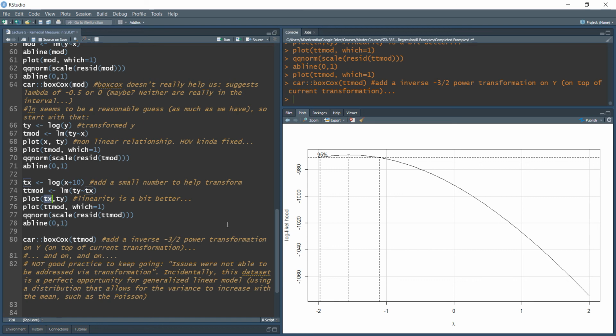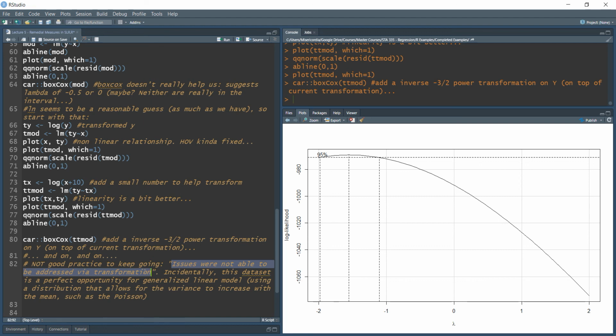And what you'll find is, again, this interpretation issue is a huge, huge limitation on the transformations that we can implement. From here, I would say that it's not good practice to keep going. What I would say is something like, we had issues, we weren't able to address them via a transformation.